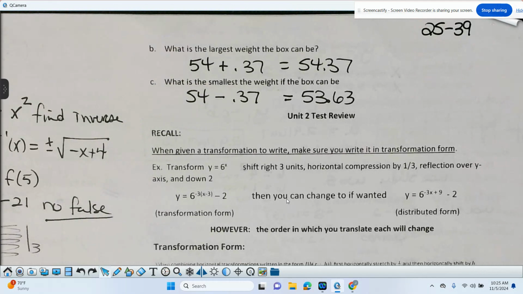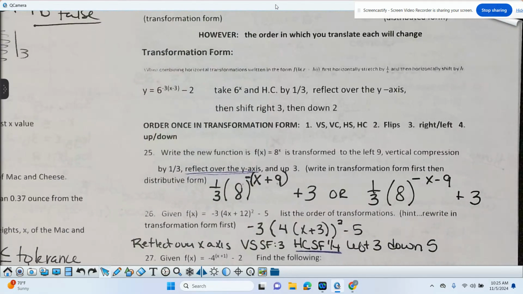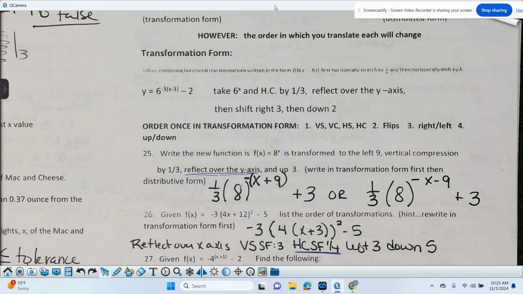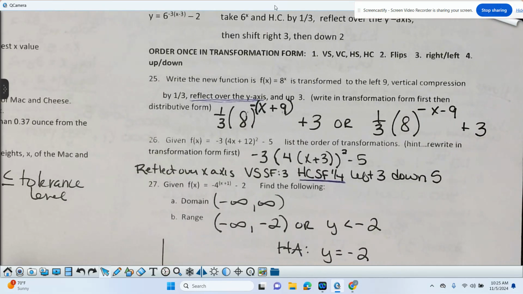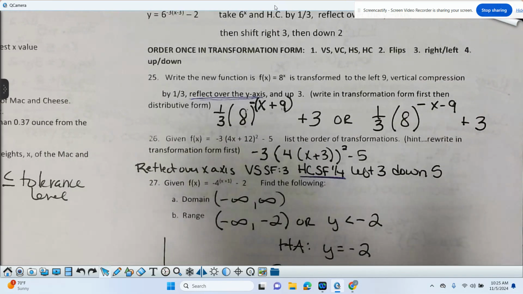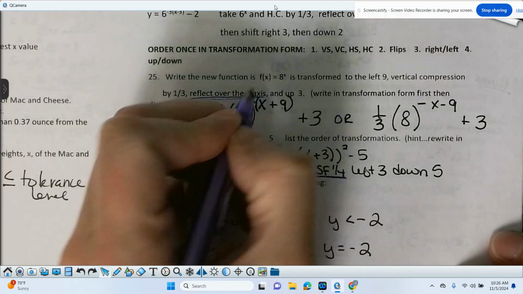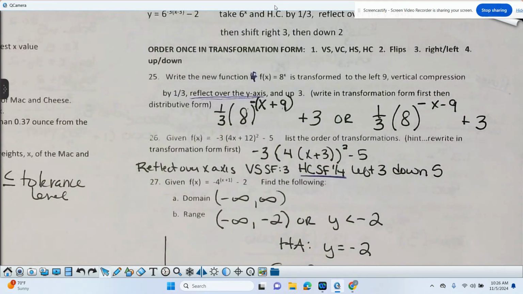All right, then we get into some questions. These next ones are going to be dealing with transformations. Those are all just notes to remind you. But down here, number 25 says write the new function if f of x equals 8 to the x.